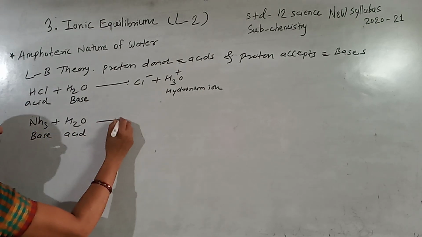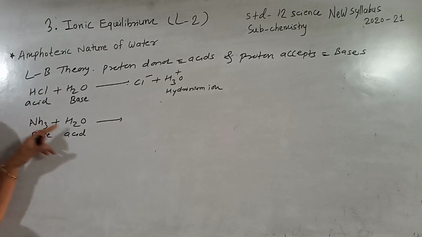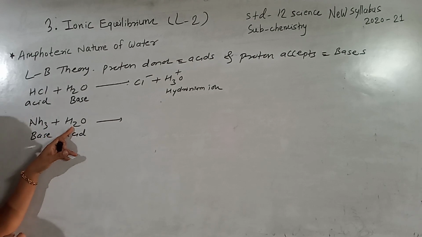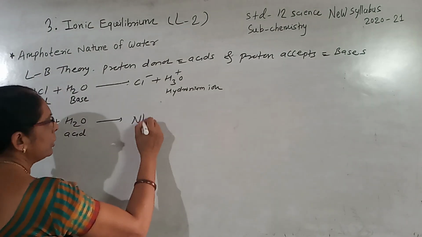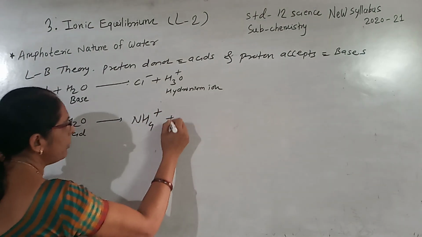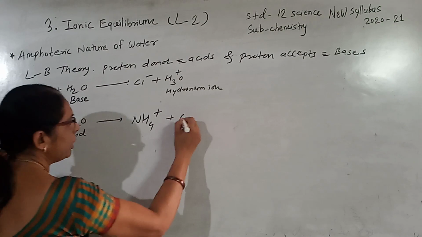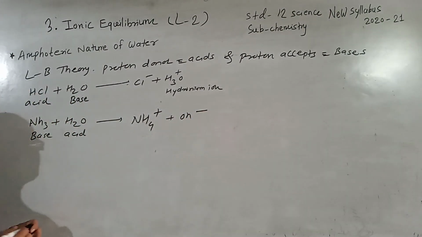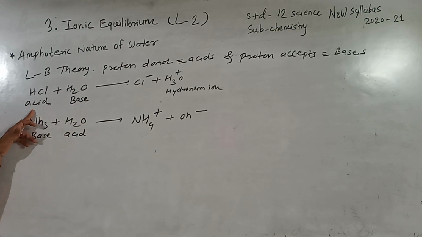Let us consider this example. When ammonia reacts with water, ammonia is a base, so it accepts hydrogen from water. When it accepts the hydrogen, it forms NH4+ and the remaining is OH-. So, in this way, water shows amphoteric nature. It acts as an acid as well as a base.